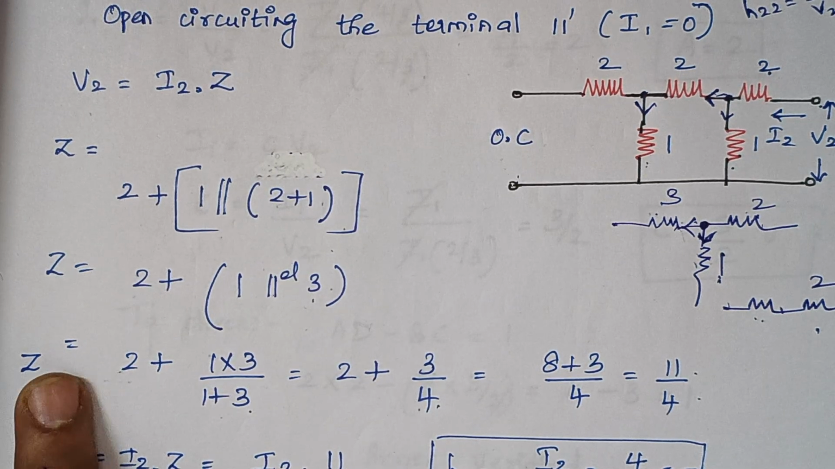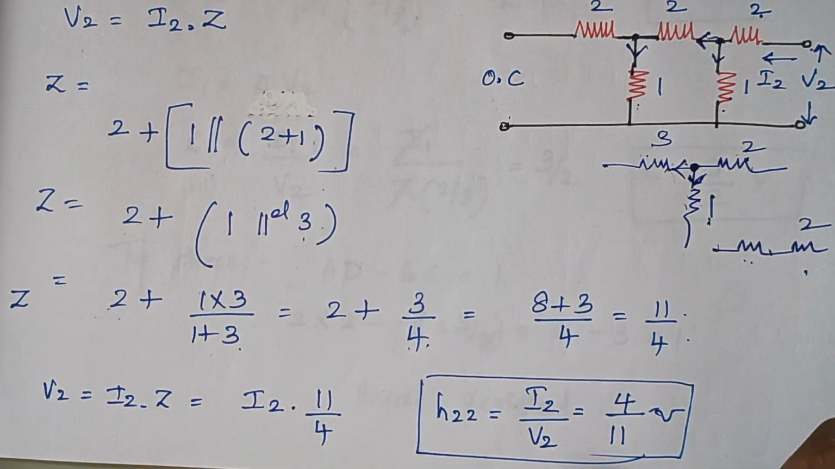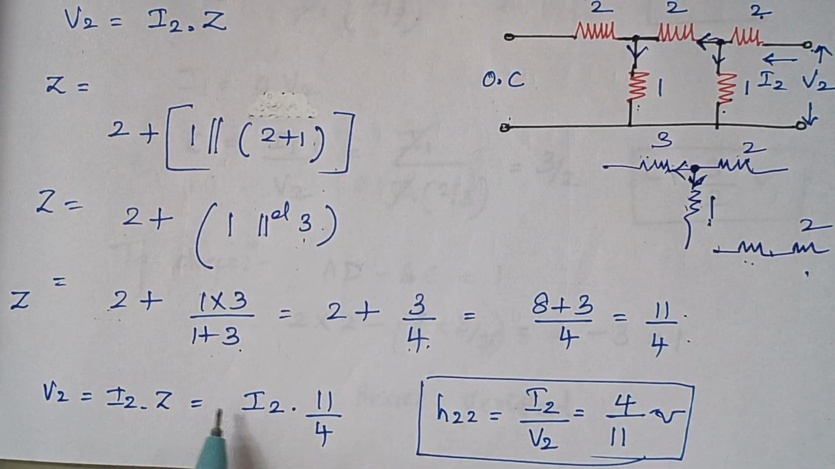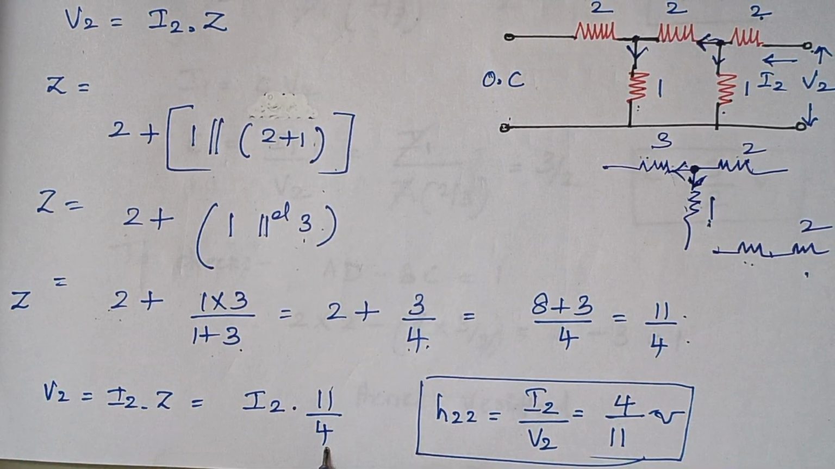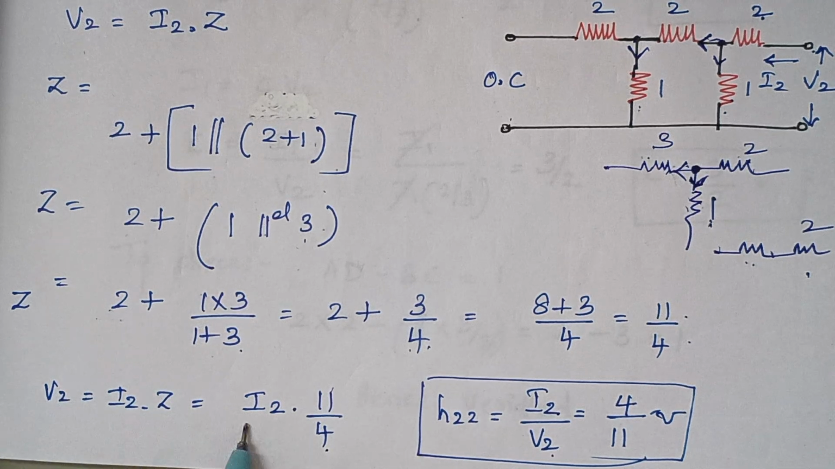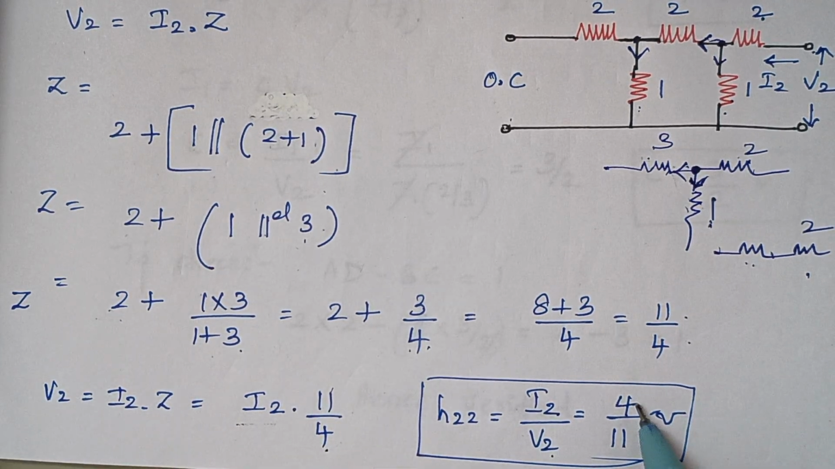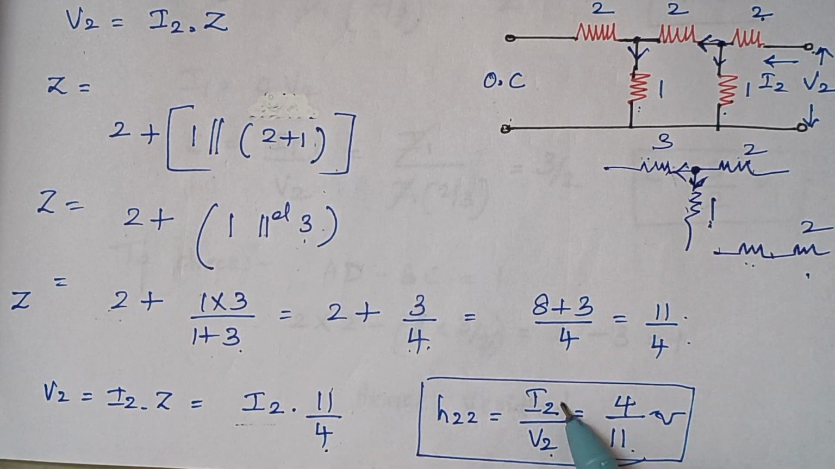Now substitute this in this equation, that is V2 is equal to I2 into Z. So V2 is I2 into the value of Z, which is 11 by 4. What you actually need is the ratio of I2 by V2. So when you bring this V2 here and move this term to the left hand side, they become 4 by 11. They will appear as reciprocal. So the ratio of I2 by V2 is 4 by 11 mho, because it is the ratio of current to voltage.